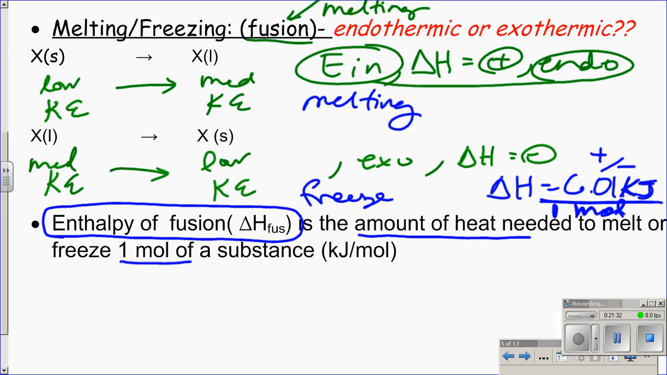So for water, it is 6.01. It's different for other substances. So I'm just talking about water because we're all really familiar with that. It's just a number I would always tell you. I don't expect you to know that number.